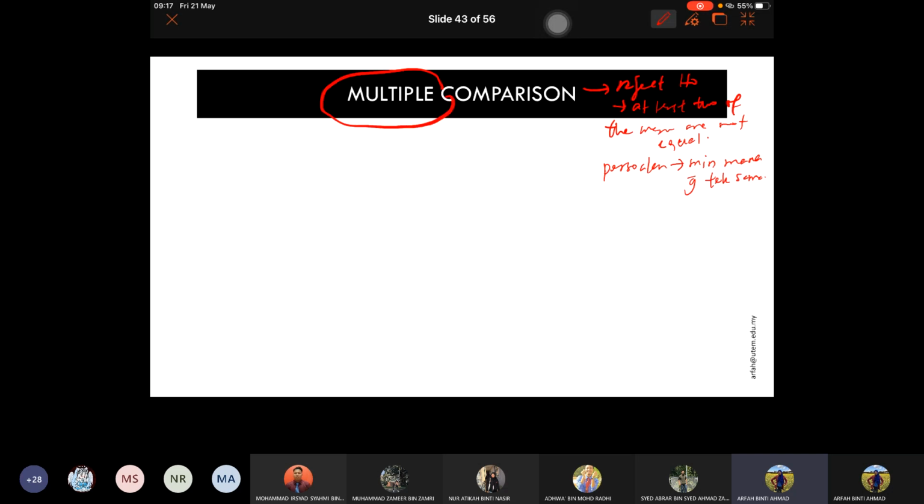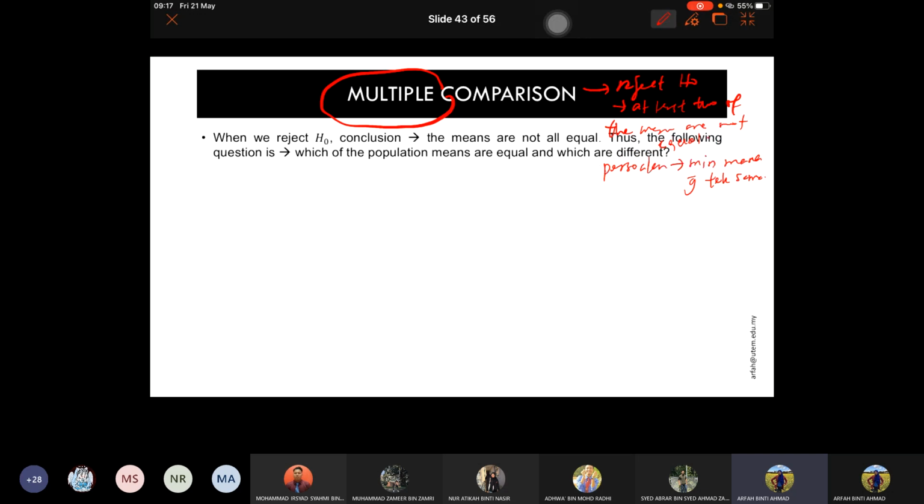It means we test pair by pair. So maybe mu1 and mu3 are not equal, or maybe mu2 and mu4 are not equal, maybe mu1 and mu4. So we will compare pair by pair. That is what is called multiple comparison. So when we reject the null hypothesis, the conclusion that we made is the means are not all equal. So the following question is, which of the population means are equal and which are different? Okay. So which means are the same and which means are different. So the solution is to use the multiple comparison.